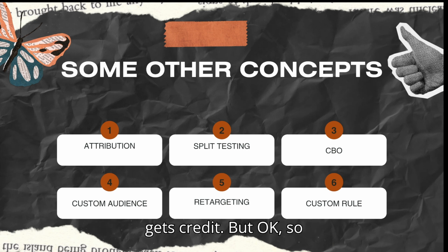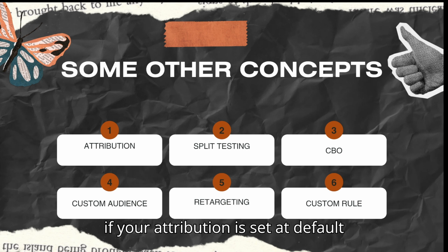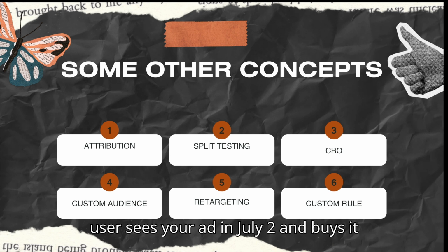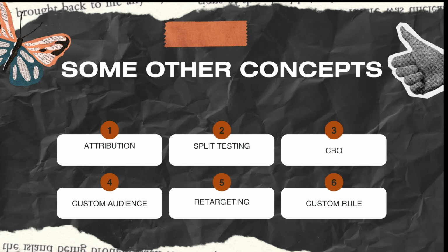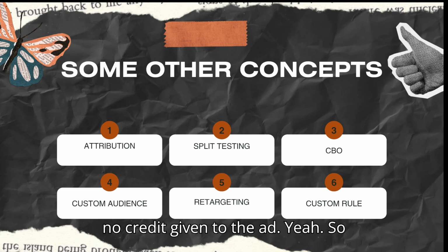But okay, so let's take an example. Let's say a user has clicked an ad on July 1 and they buy your product on July 6. And if your attribution is set at default, like 7-day click, then the ad will definitely get credit. And if your view attribution is set at 1 day and the user sees your ad on July 2 and buys it on July 3, then the ad does get credit. So let's say that a user has clicked an ad on July 1 and they buy on July 10. Since it's outside the 7-day window, there's no credit given to the ad.